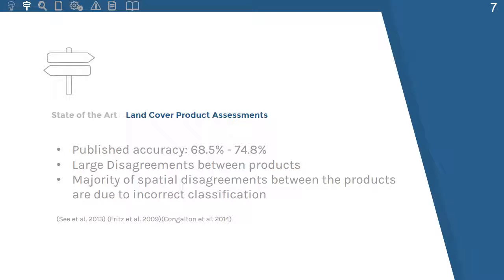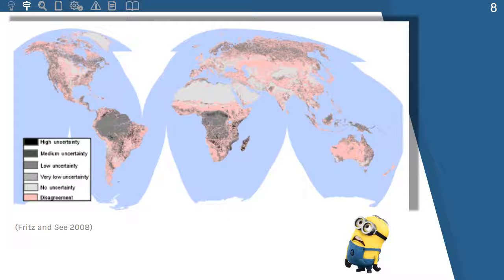And as I've already mentioned, there are large disagreements between the products, and the majority of these disagreements between the products are due to incorrect classifications. And if you thought the first map was, I think this map is mind-boggling, because if you look at this map, the salmon color is where different products disagree on what is there on the Earth.